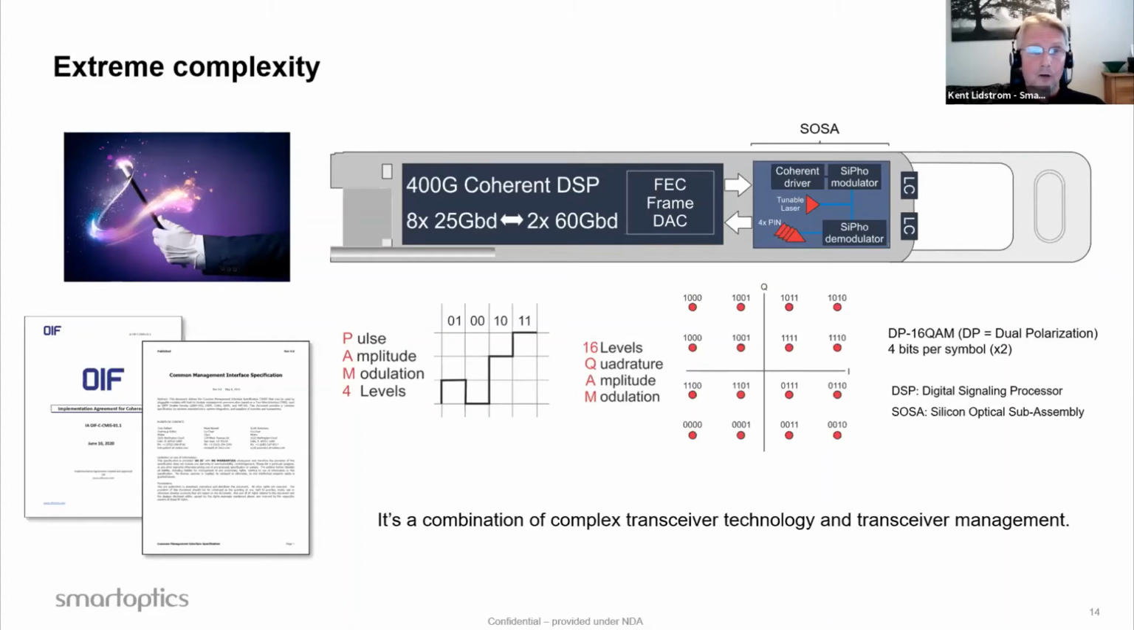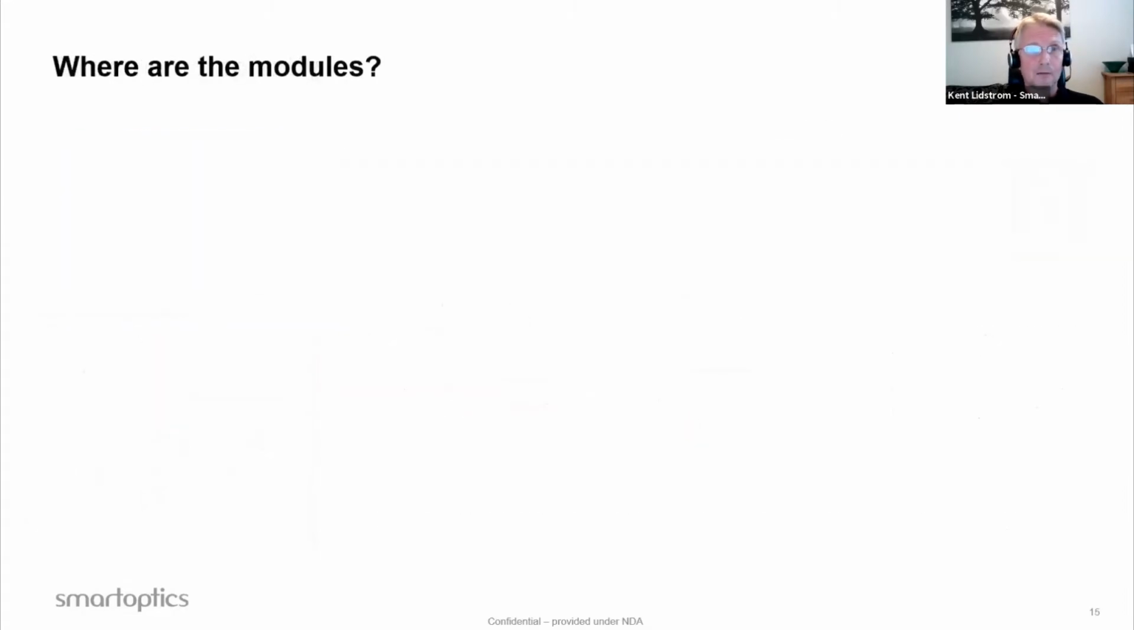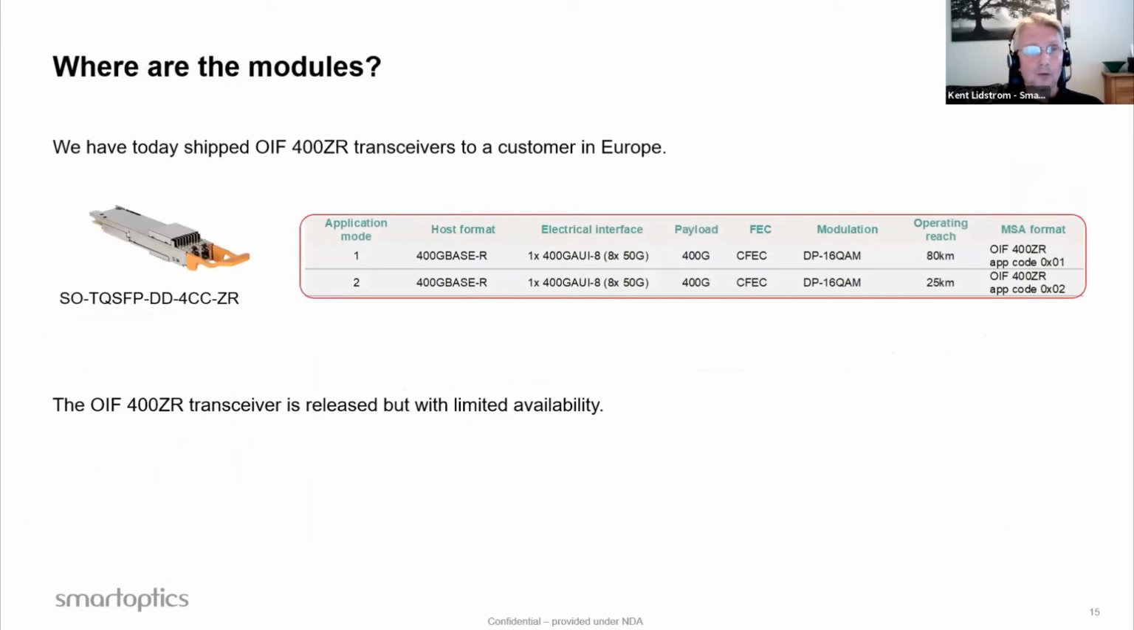So are those now available? If we jump to the next slide, we have the OIF-based 400ZR transceivers available. We are shipping those right now. When I made this slide, we had shipped to one customer in Europe. Now we've actually shipped to 3 customers in Europe and 1 customer in Asia. We've recently also released the OpenZR+ transceivers, and we've shipped those to a couple of customers already.